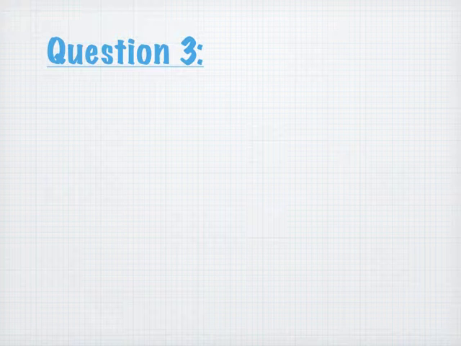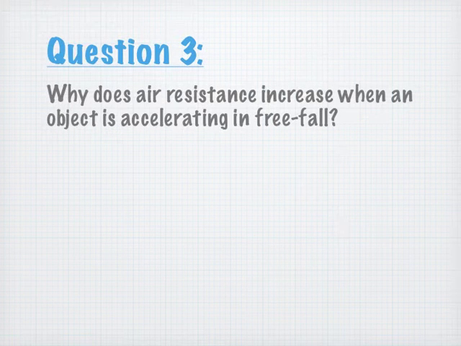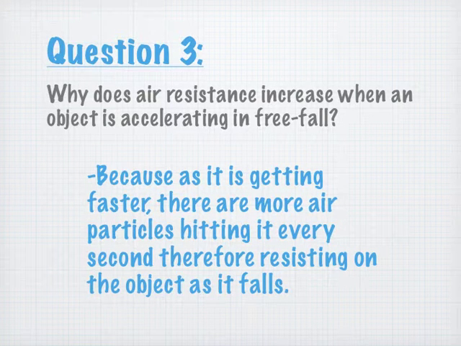Question 3. Why does air resistance increase when an object is accelerating in freefall? You must write your answer down. There is no multiple choice. And the answer is? Because as it is getting faster, there are more air particles hitting it every second, therefore resisting on the object as it falls.